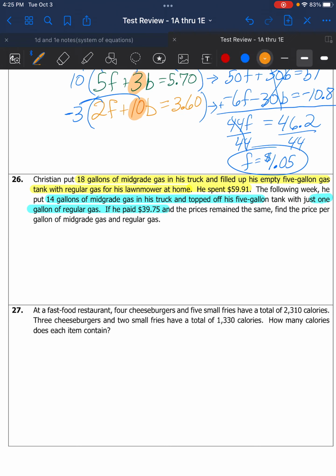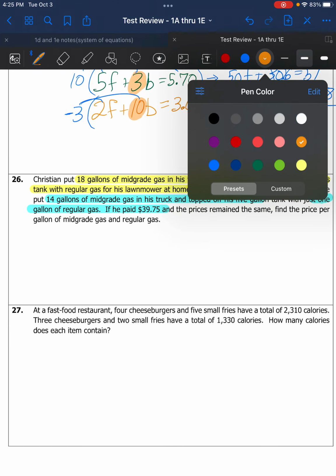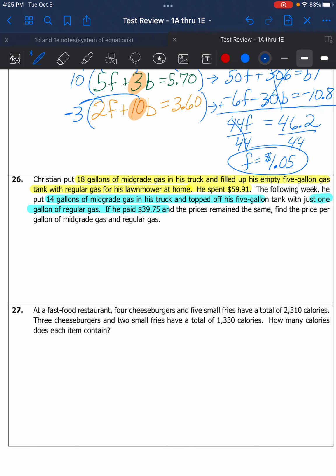If I don't know what the equations are, or if I don't know what the variables are, look at what it's asking. It says find the price per gallon of mid-grade. So M is for mid-grade, and that's going to be cost per gallon. In regular gas, I'm going to make it an R, and that's going to equal cost per gallon. That's regular gas and mid-grade gas.